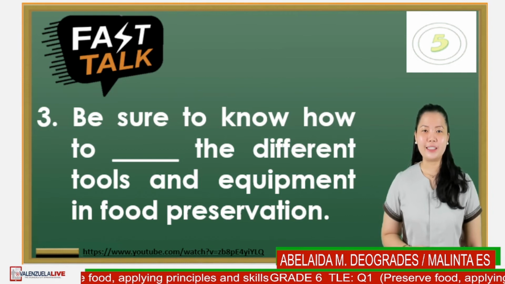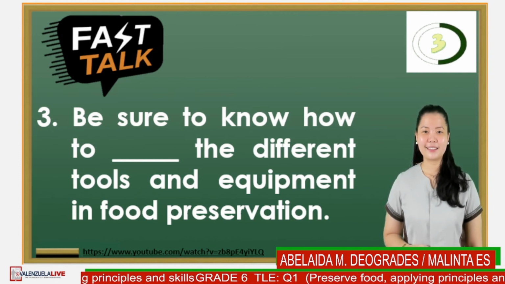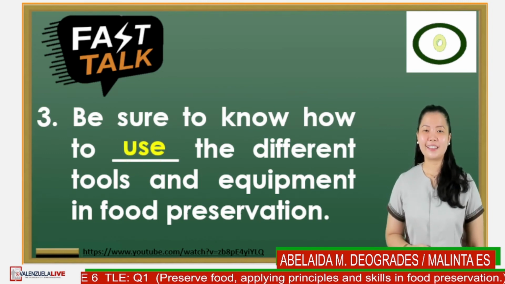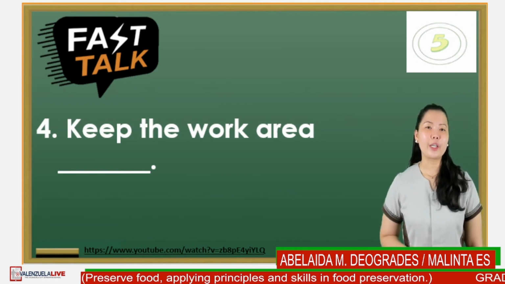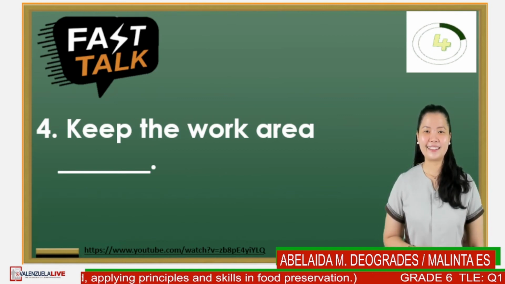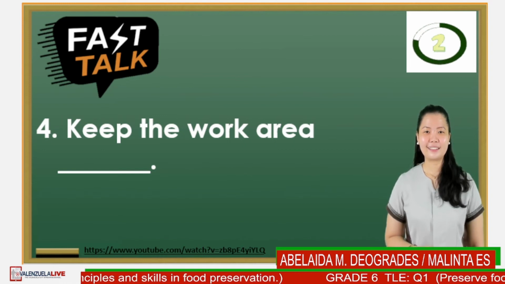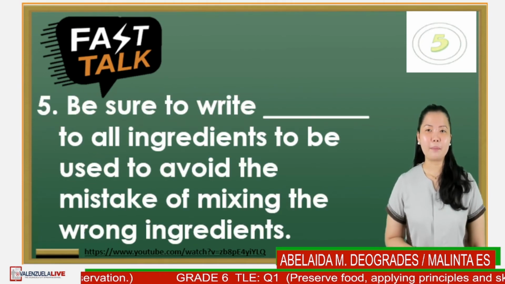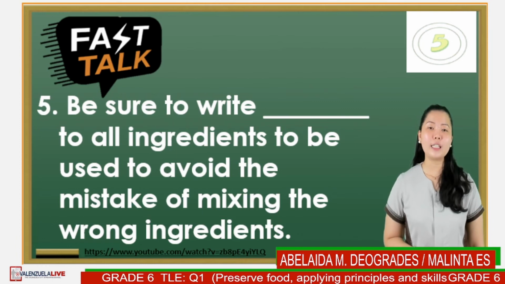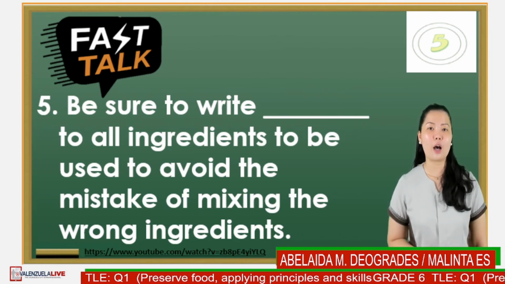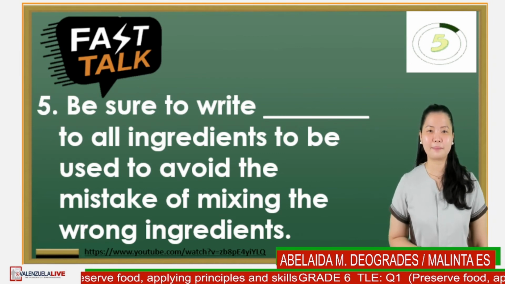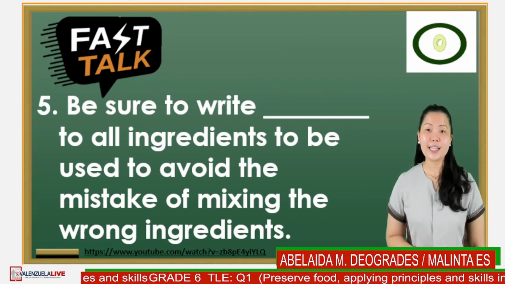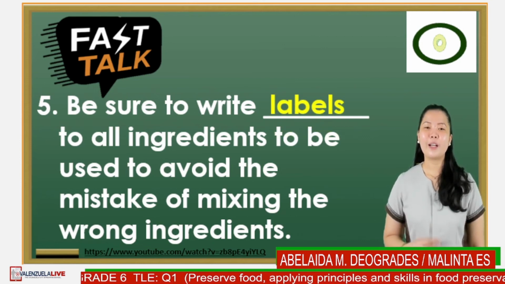The answer is used. Number 4, keep the work area blank. The answer is clean. Number 5, be sure to write blank to all ingredients to be used to avoid the mistake of mixing the wrong ingredients. The answer is labels. Well done, learners.